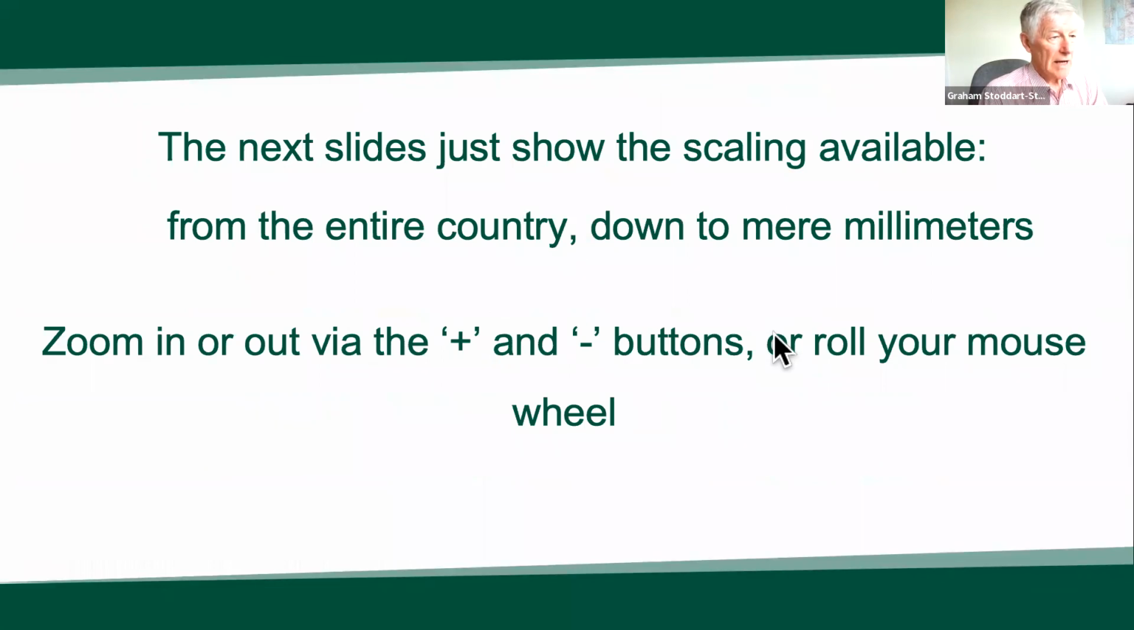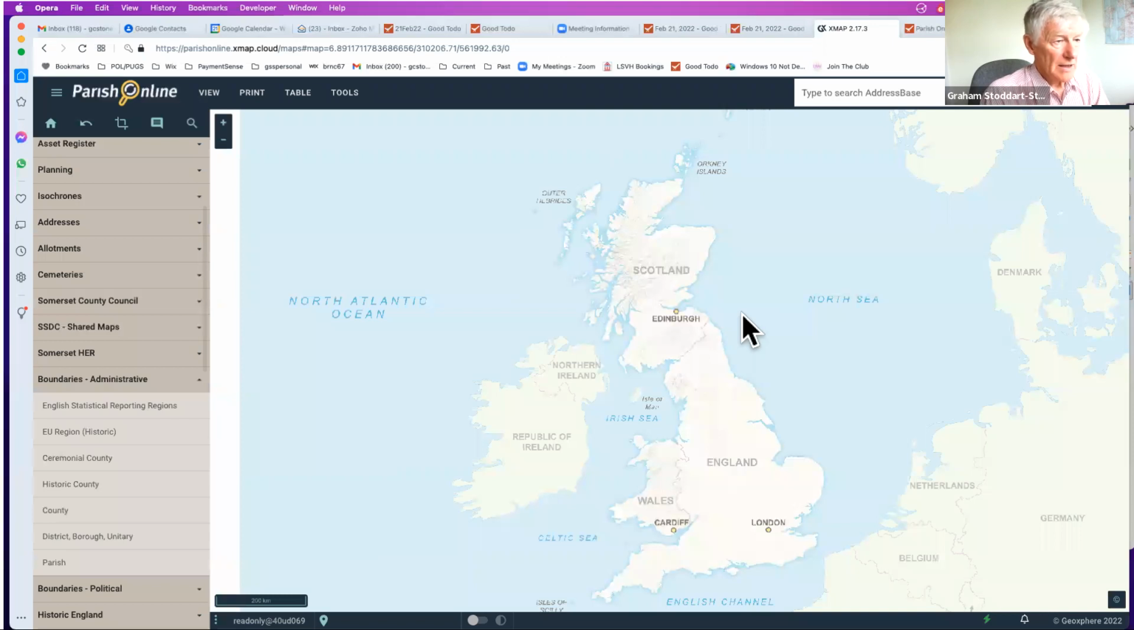So what I'm just going to do now is show you the fact that you can scale from the entire country down to a very small scale and the way the data changes accordingly. So zooming right out, you can see that we cover the entire United Kingdom and even those funny people over the water who speak a funny language. But the mapping system is mainly based on the UK.